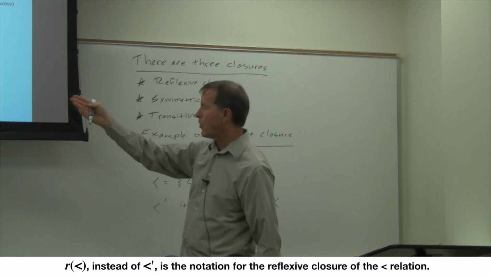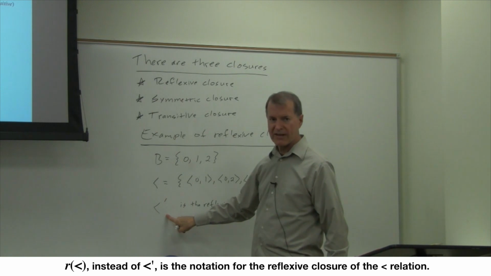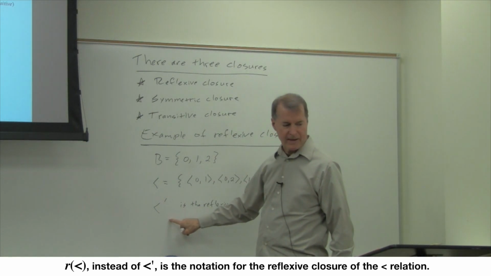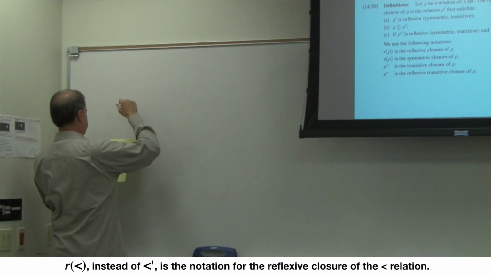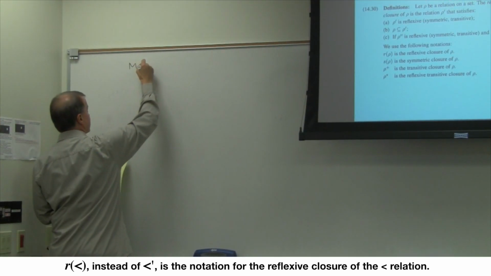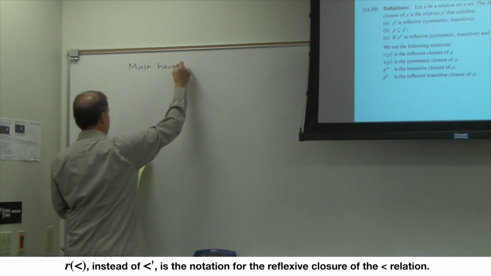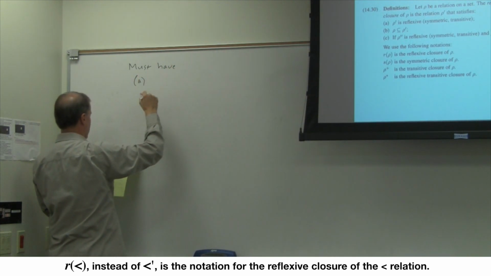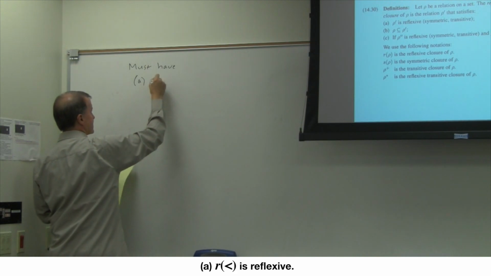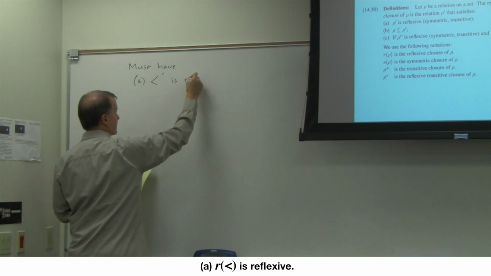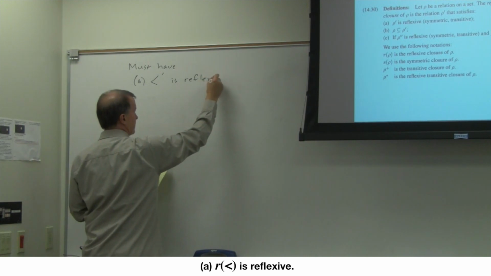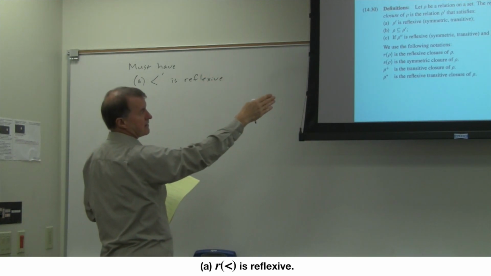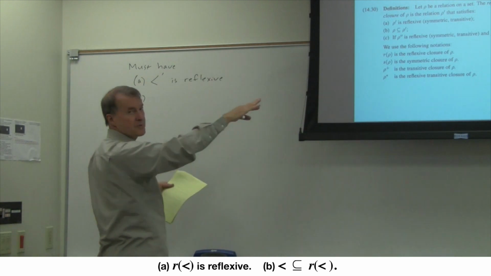First of all, this has to be reflexive. Okay, so what must we have? We must have the following three things. Do them A, B, C, just like they are up there. We must have less than prime is reflexive. Are you with me? And then what does B say? What does B say?